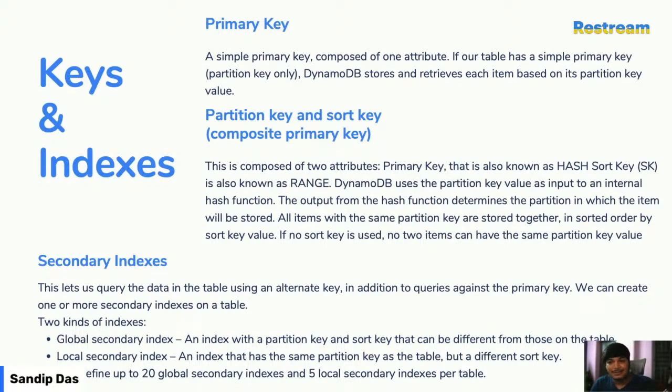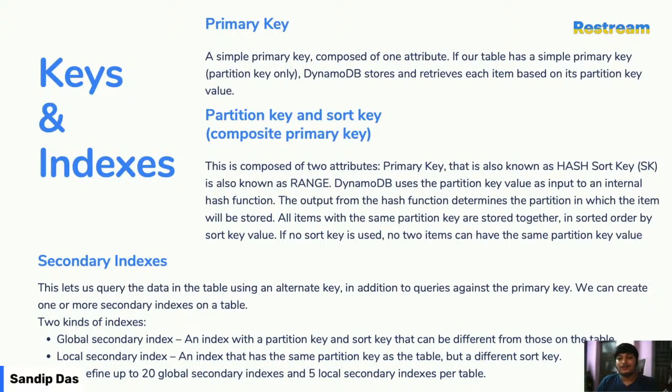And the third thing is the secondary indexes. Now, what exactly do secondary indexes do? They let us query data in the table using an alternative key. In normal cases, you can use the primary key, or the composite key, which is a mix of partition and sort key. But we have certain requirements where these two keys are not enough. There the secondary indexes come into the picture. So in addition to querying against the primary key, we can create one or more secondary indexes on the table, which will help us get the records faster.